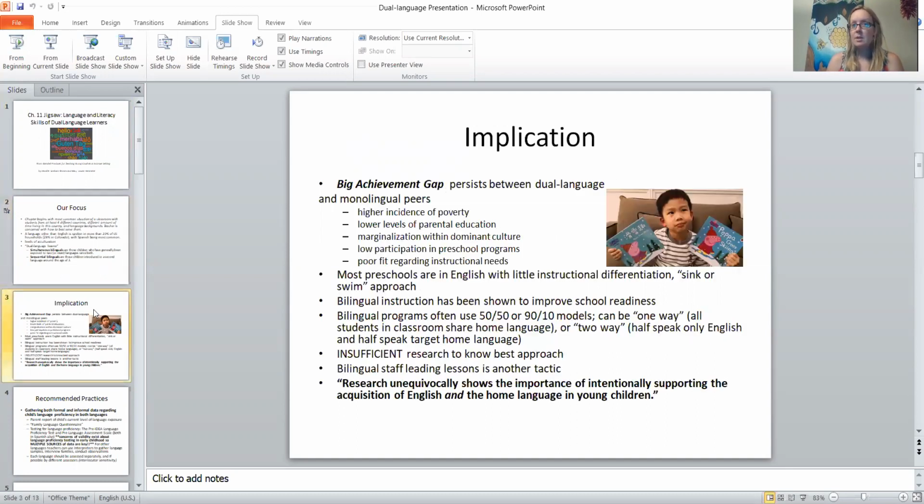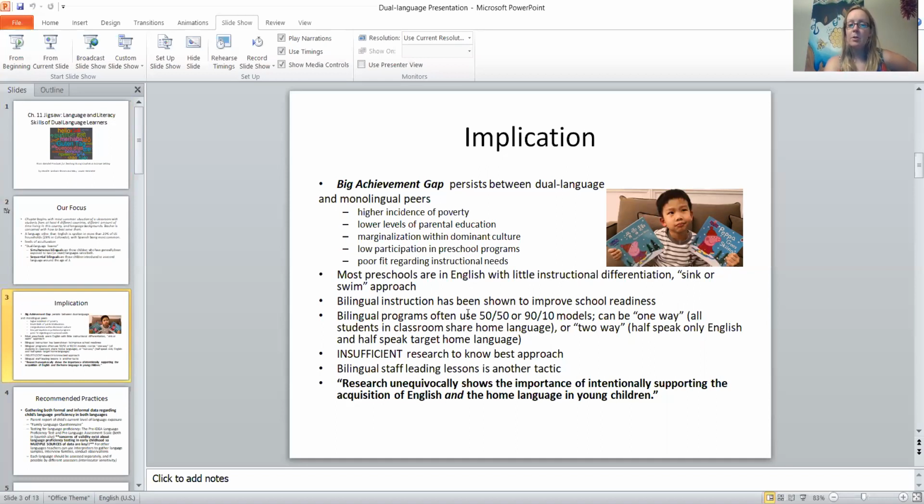The book starts to get into implications. Basically, there's a huge achievement gap that persists between dual language learners and monolingual English peers. There are different reasons for this. A couple that they mention are higher incidence of poverty, lower levels of parental education, marginalization within the dominant culture, low participation in preschool programs, and also simply a poor fit regarding the instructional needs of the child and what's available. Most preschools are in English with little instructional differentiation, so it's a sink or swim approach that these kids are facing. Bilingual instruction has been shown to improve school readiness.